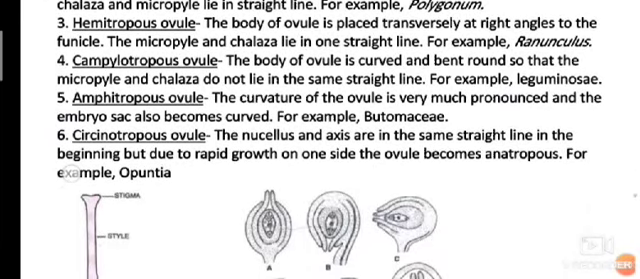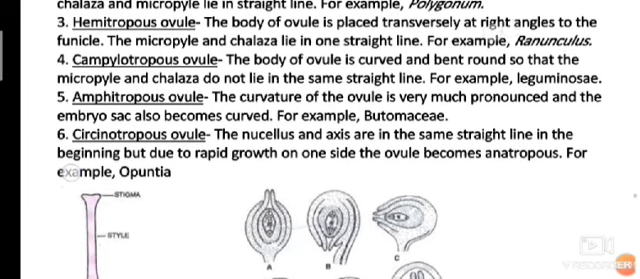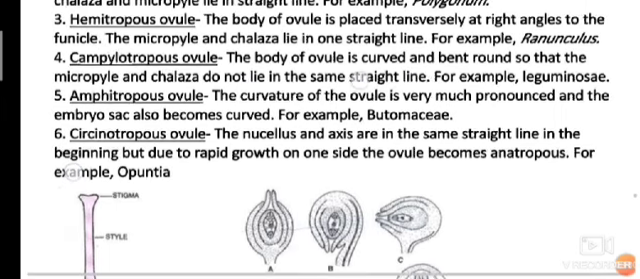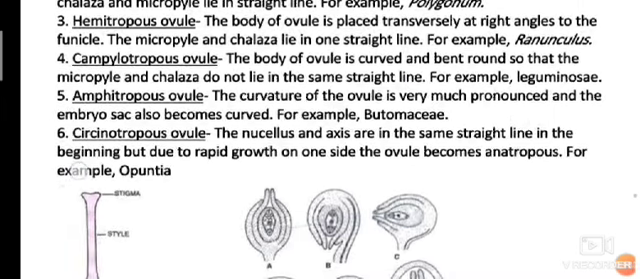Hemitropous ovule. The body of the ovule is placed transversely at a right angle to the funicle. The micropyle and chalaza lie in one straight line. For example, Ranunculus. Campylotropous ovule. The body of the ovule is curved and bent round so that the micropyle and chalaza do not lie in the same straight line. For example, Leguminosae.